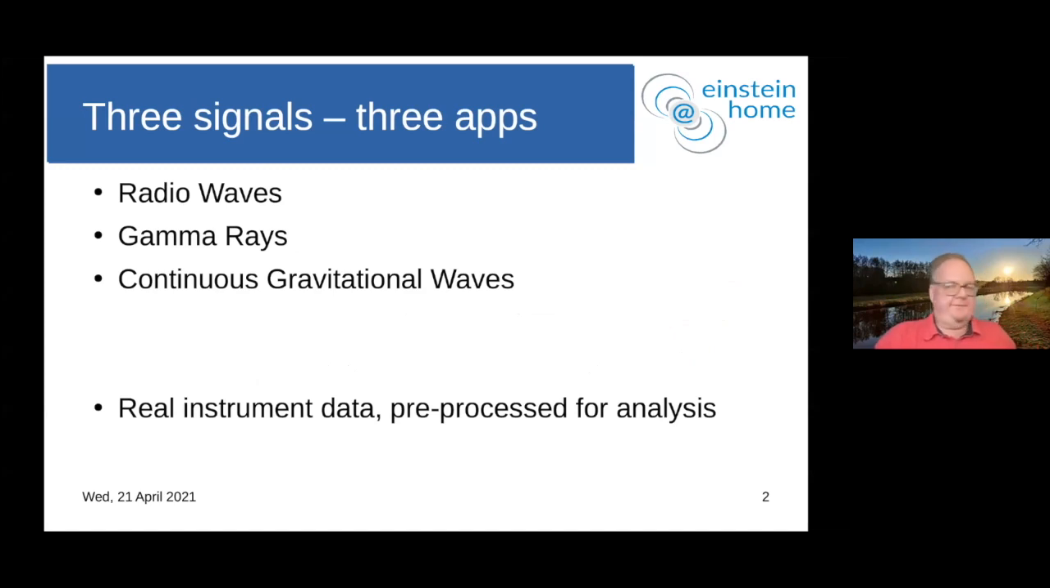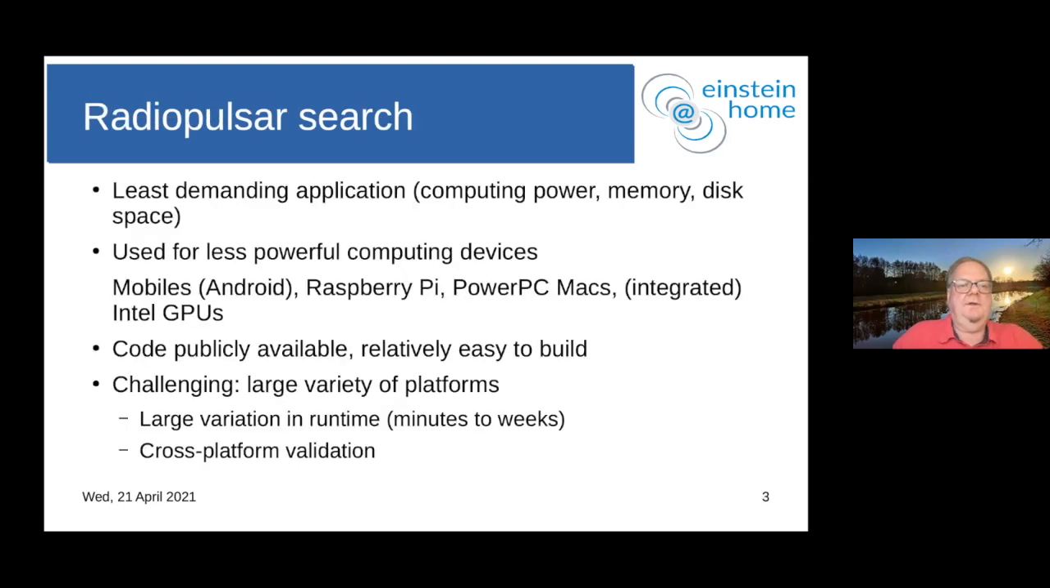So as Bruce talked about last week, we have three types of signals we are looking for from rotating neutron stars. So basically three search applications for radio waves, gamma rays, and continuous gravitational waves. And we're analyzing real instrument data that has been pre-processed for better analysis, but nothing more.